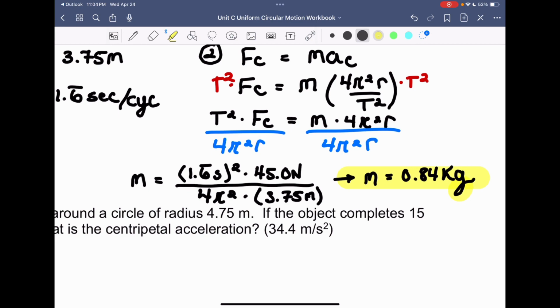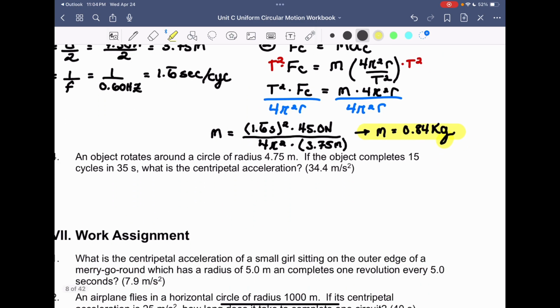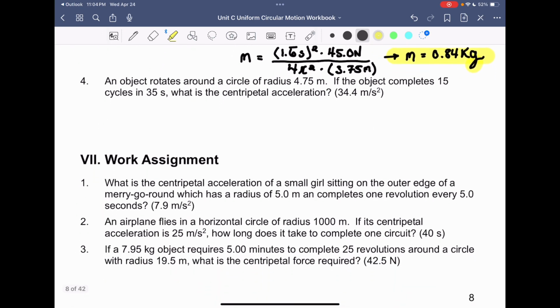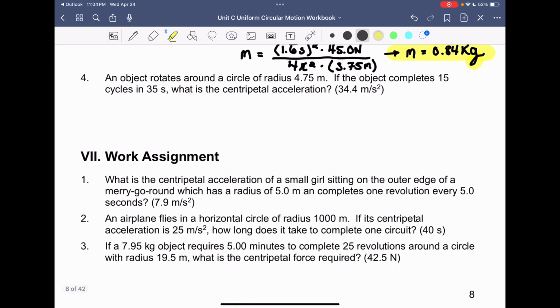Okay, now we've got one last problem, and it deals with the following. It says, an object rotates around a circle with a radius of 4.75. If the object completes 15 cycles in 35 seconds, what is the centripetal acceleration?